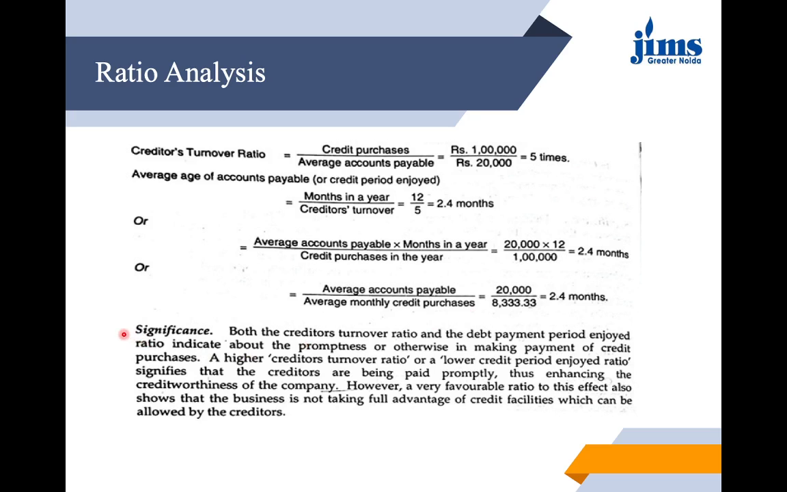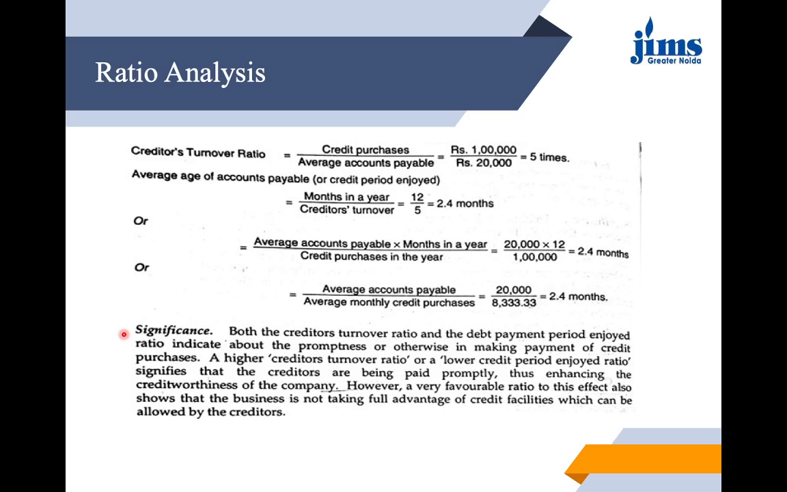Then the significance. Both the creditors turnover ratio and debt payment period enjoyed ratio indicate the promptness or otherwise in making payment of the credit purchases. It actually shows the promptness with which we pay our creditors. A higher creditors turnover ratio or a lower credit period enjoyed ratio shows that creditors are being paid promptly.